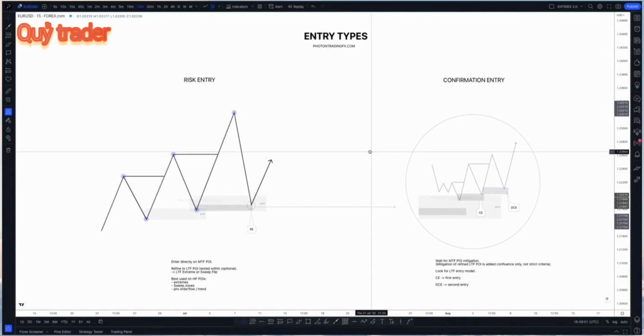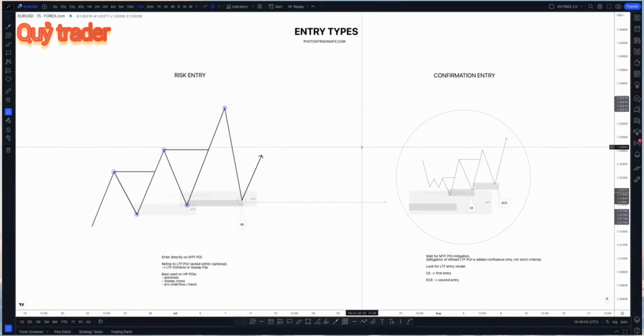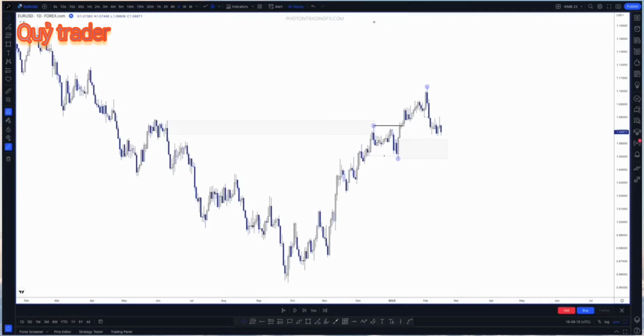Cool. So kind of talk through the theory and the main differences between risk entries and confirmation entries, and ideally when to take risk entries, and then how you can look at the refined lower time frame POIs within there to take risk entry on. Let's take a look at an actual example.